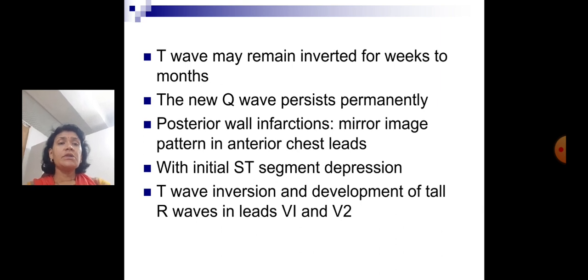Posterior wall infarction. Here there is a mirror image pattern in anterior chest leads. So when we see the anterior chest leads, the mirror image of this will look like an ST elevation MI. So this is an indication of posterior wall infarction with initial ST segment depression. T wave inversion can be there, and development of tall R waves in lead V1 and V2. So these are all posterior wall infarction signs.